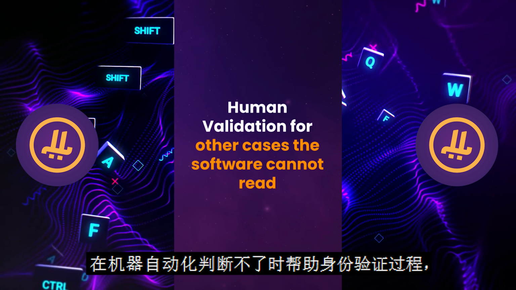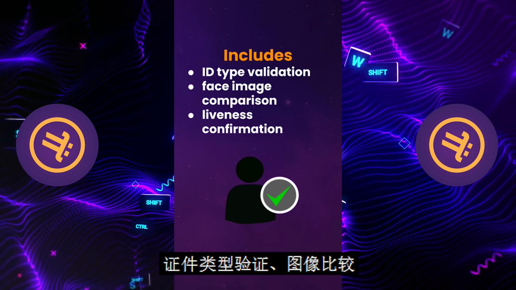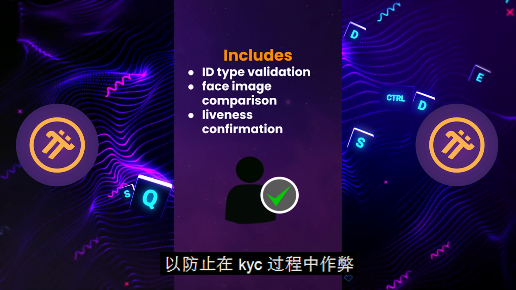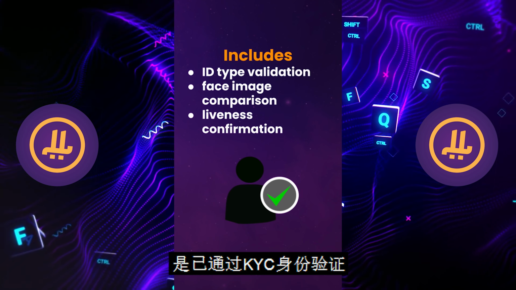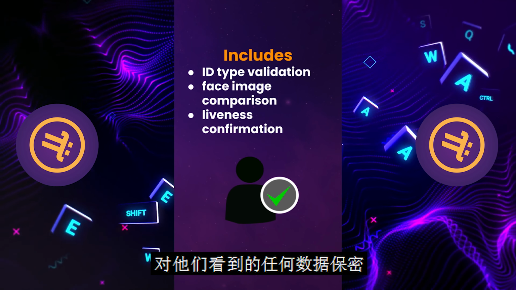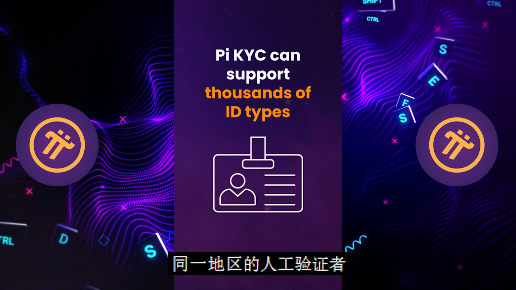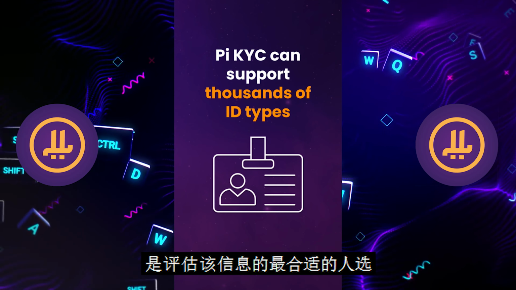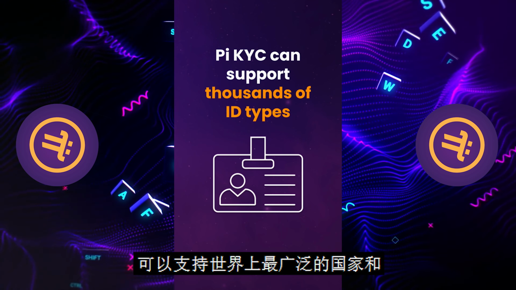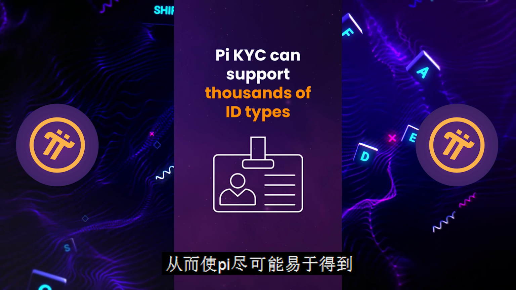Human validators will only help with the identity authentication process when machine automation falls short, including ID type validation, face image comparison, and liveness confirmation, to prevent cheating in the KYC process. These are selected pioneers who have already passed KYC, verified their identity, and have legally agreed to maintain the confidentiality of any data they see. As there are thousands of ID types in the world, human validators from your local region are the best knowledgeable individuals to assess that information. This way, the KYC solution can support the widest variety of countries and regions, ID types in the world, making Pi as accessible as possible.